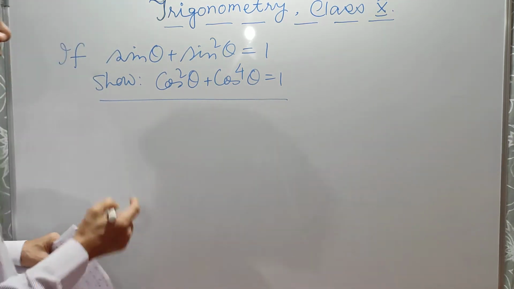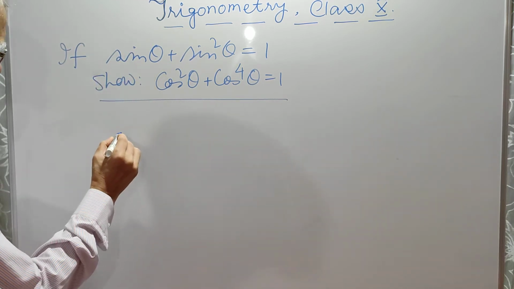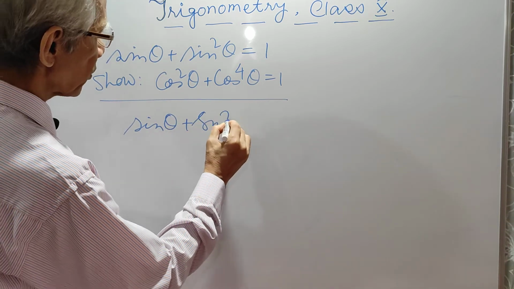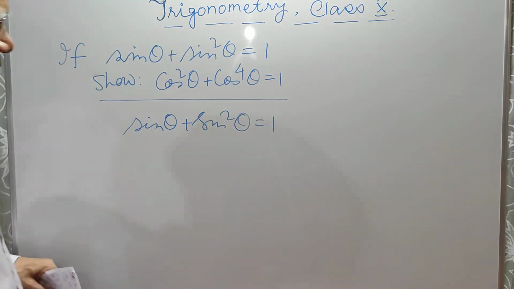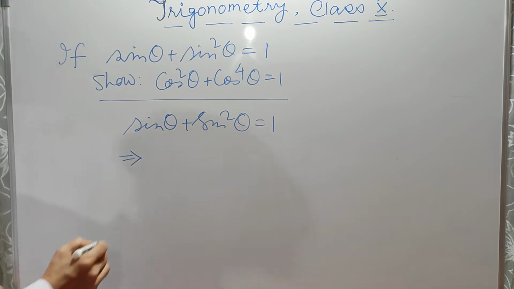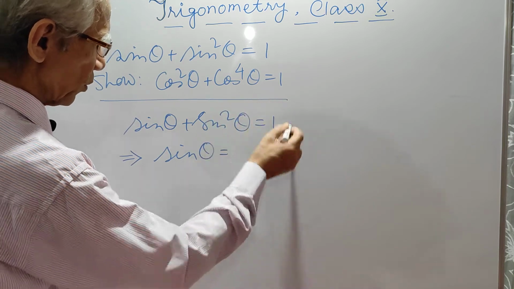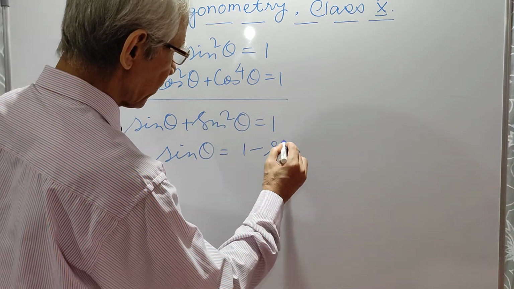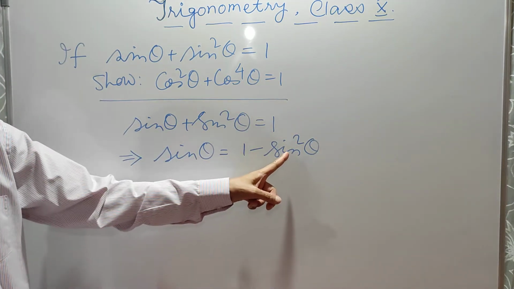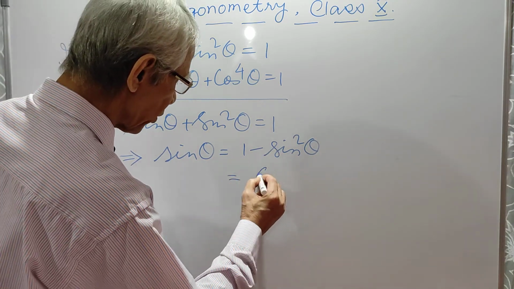Now, we start from the given condition. So what is the given condition? Sine theta plus sine square theta equal to 1. All right. Now from here we get, you see, sine theta equal to, this goes to the right, 1 minus sine square theta. This sine square theta goes to the right, so 1 minus sine square theta. So sine theta equal to 1 minus sine square theta. Now 1 minus sine square theta is cos square theta.